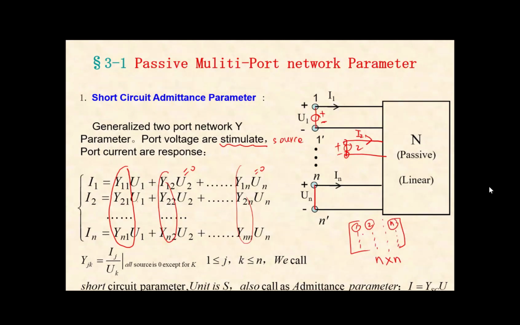We also call this Y parameter the short circuit parameter. The unit is Siemens. We also call it the admittance parameter. I equals Y_SC times U. This I is the port current I1, I2 to IN. This U is the port voltage U1, U2 to UN.